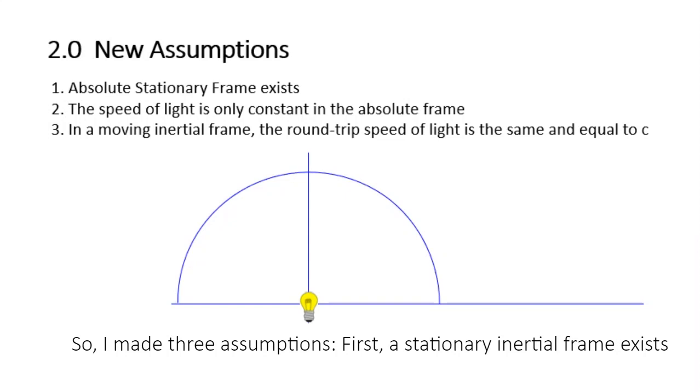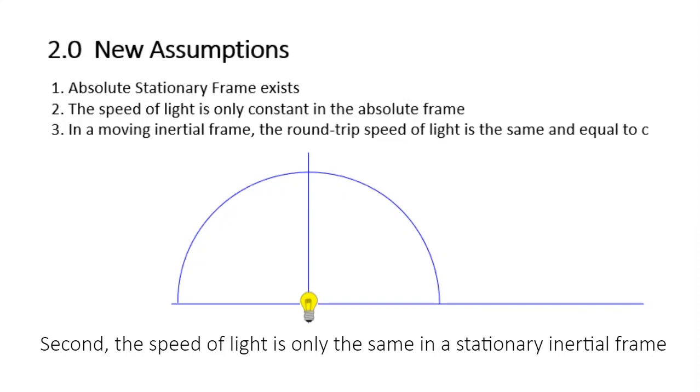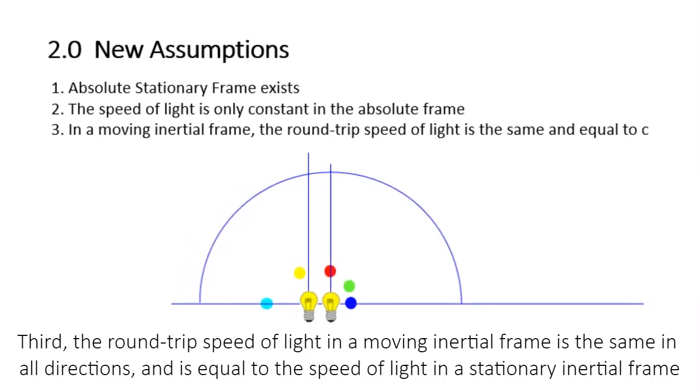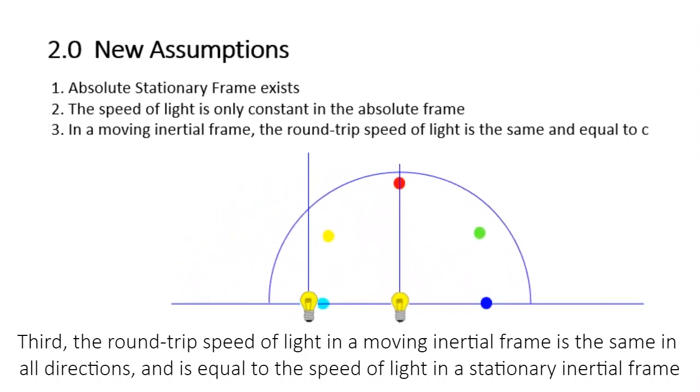So, I made 3 assumptions. First, a stationary inertial frame exists. Second, the speed of light is only the same in a stationary inertial frame. Third, the round-trip speed of light in a moving inertial frame is the same in all directions, and is equal to the speed of light in a stationary inertial frame.